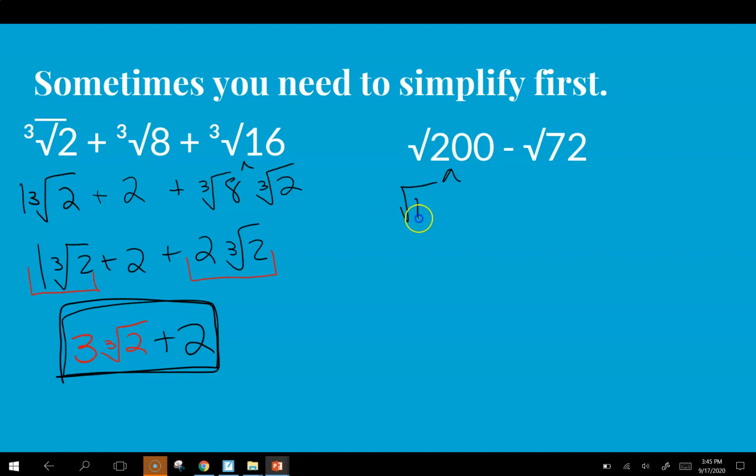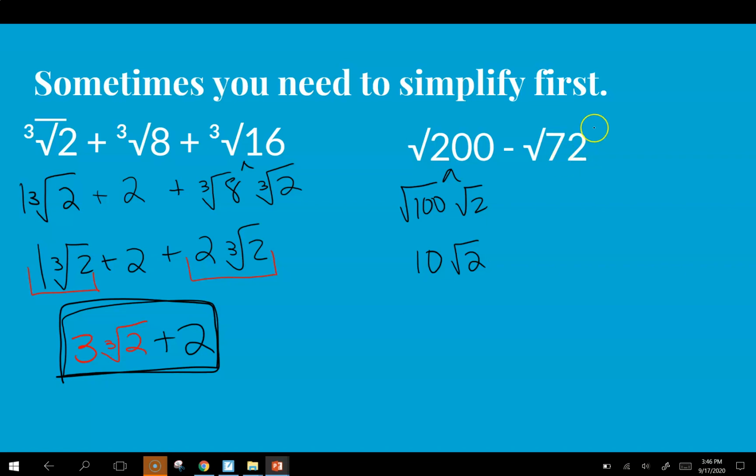Okay, so looking at the square root of 200, I can break that apart using a perfect square of 100. 100 times 2 is 200, right? Because the square root of 100 is 10. So that becomes 10 square root 2. Now, if I didn't know my squares, I might have tried like 50 and 4 or 25 and 8, right? Which again, I wouldn't be wrong, but it's not the highest, and there would be more work for me to do. So trying to find your highest perfect square is going to help you do the problem quicker.